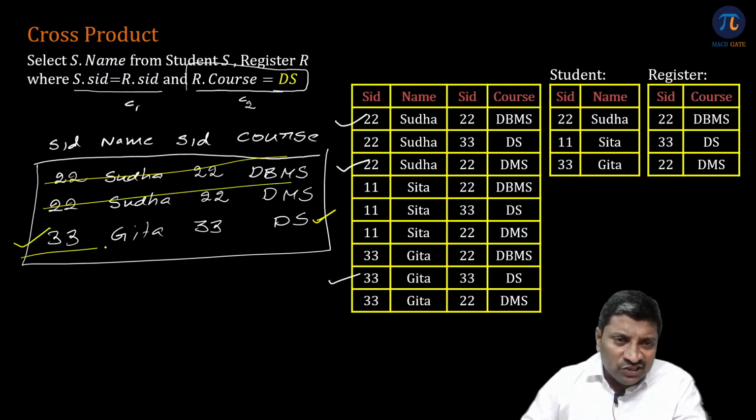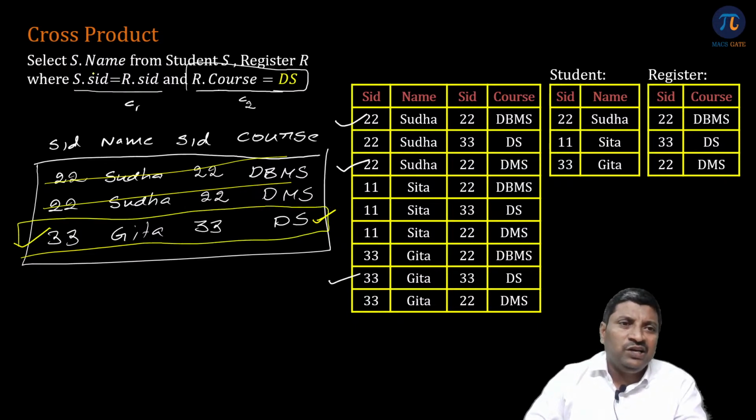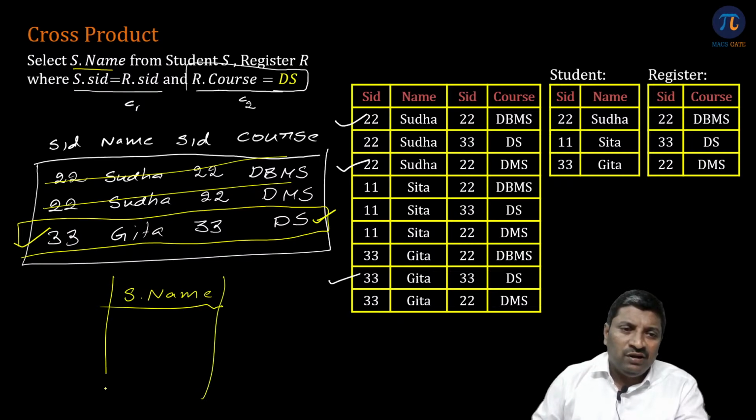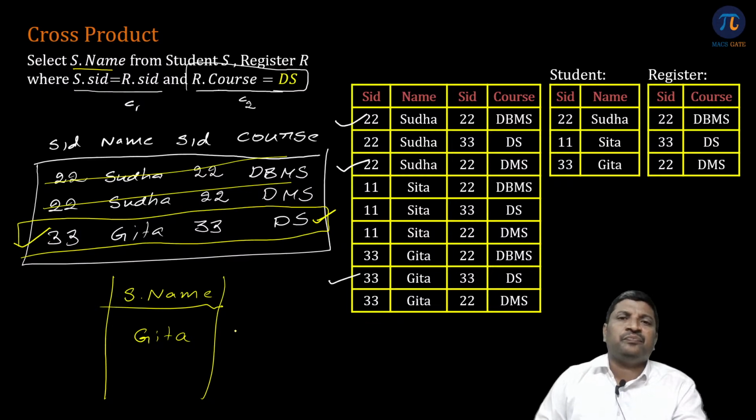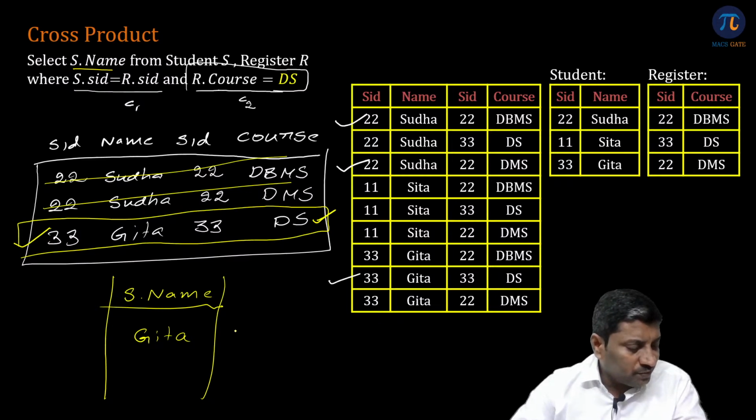Now in this record, do you need all the details? No, sir. I need only the name. So I will get S dot name, in which I have only one record, and that record name is Geeta. Hope you understood it.